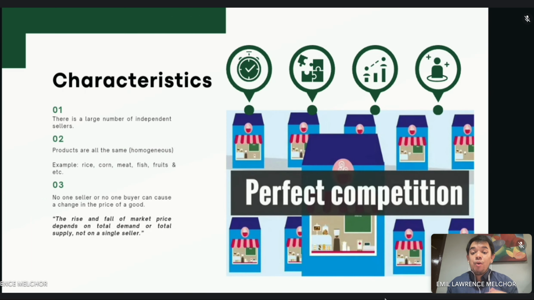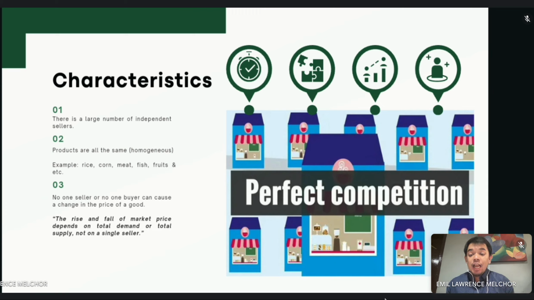Moving forward, we will know the characteristics of perfect competition. So first, there is a large number of independent sellers. So as you can observe in a physical market, a lot of sellers sell their goods like vegetables. In that particular market, mostly sellers are offering, for example, vegetables, fish, and rice, and the like.